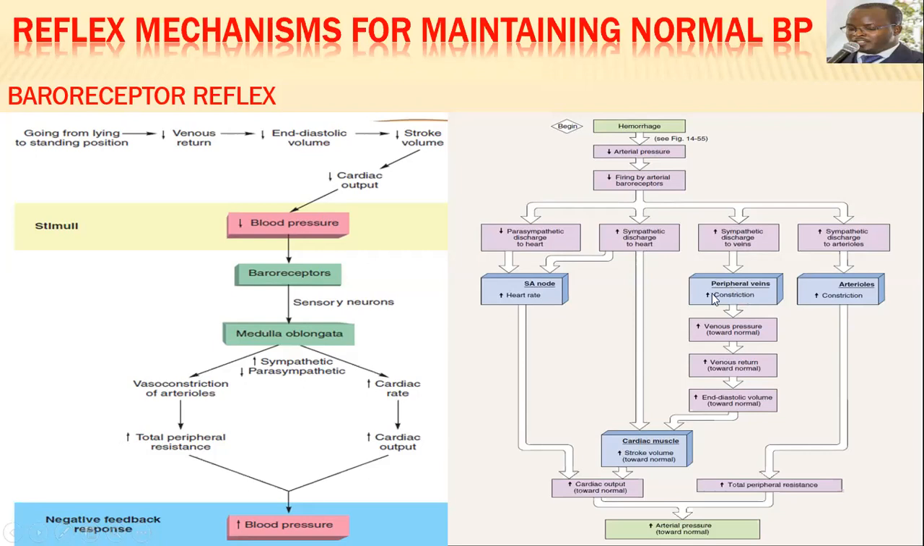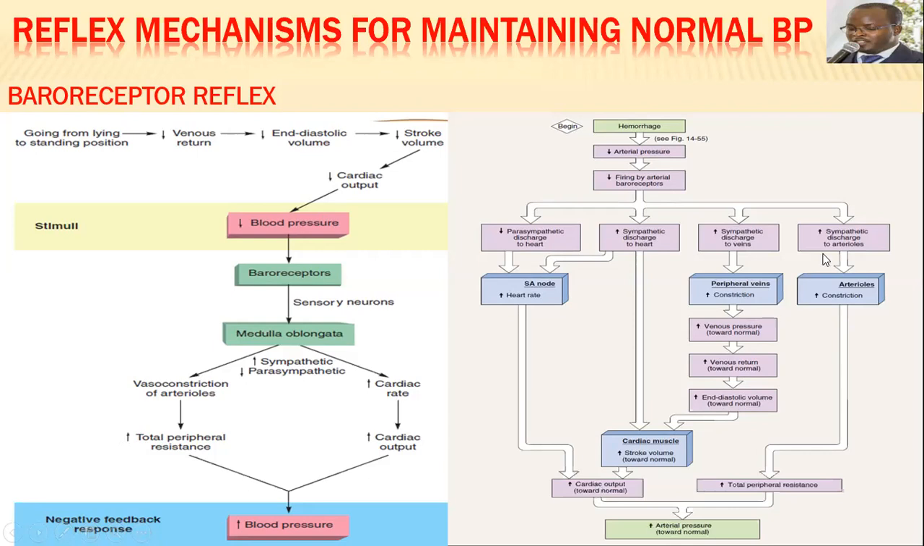The increase in sympathetic discharge again to the veins, you know, is going to cause venoconstriction. So if you have constriction of peripheral veins, then the compliance of the veins is reduced, the venous pressure is going to increase, then the venous return is going to increase, the end diastolic volume is going to increase, meaning that the preload is increasing, then the contractility is also going to increase when you have an increase in end diastolic volume. This is called the Frank-Starling law, whereby if these muscles are stretched more, they are going to increase their contractility because you're exposing more actin to myosin. So the contractility is going to increase, the cardiac output is going to increase, the arterial blood pressure is also going to increase.